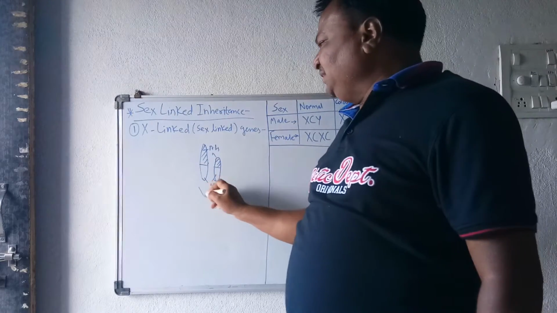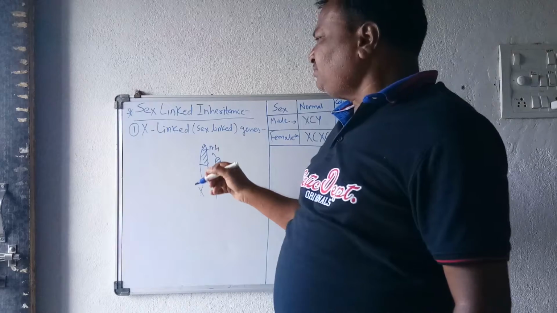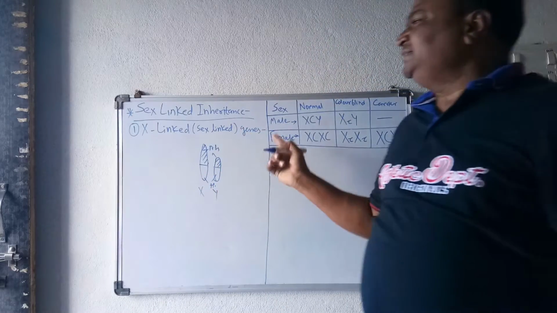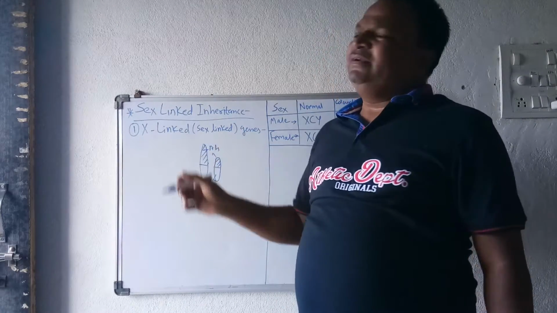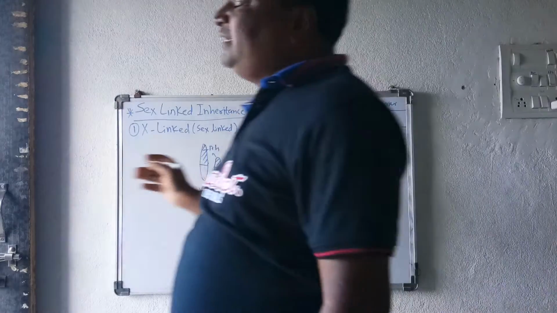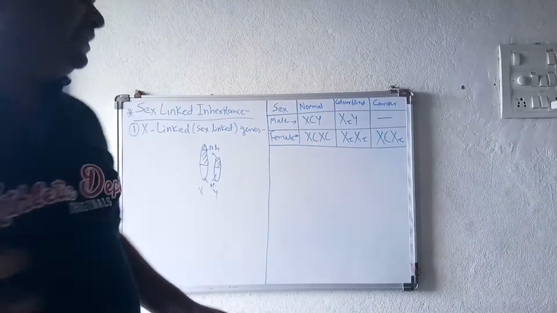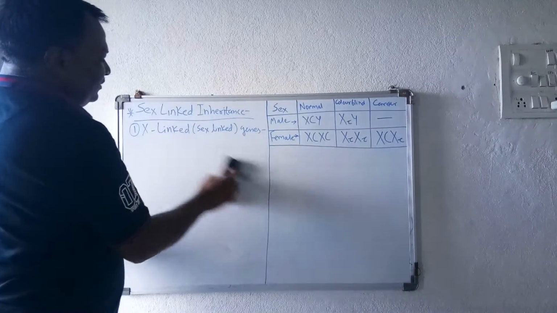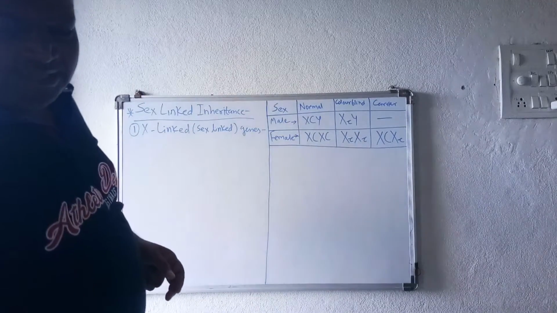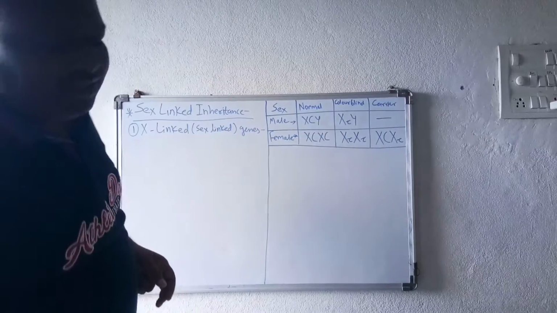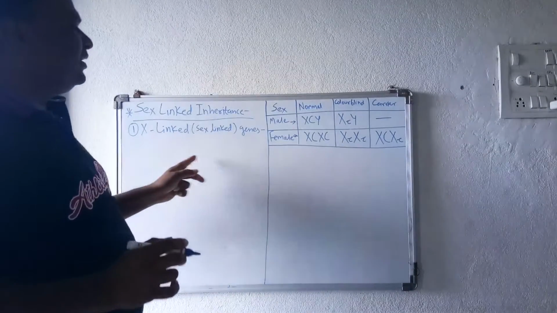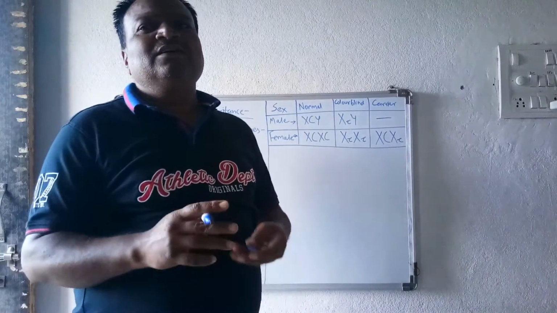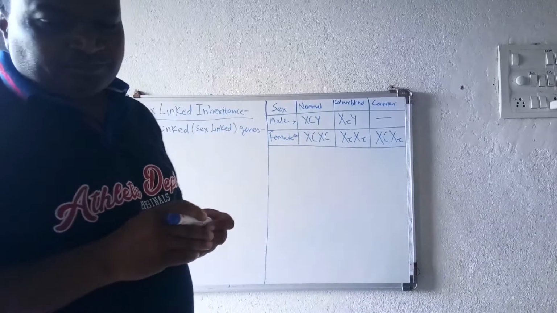So here both the X as well as the Y chromosome will show the presence of these sex-linked genes. One by one we will discuss the X-linked genes, also called sex-linked genes, and the Y-linked genes. First of all, we will discuss the X-linked genes. These X-linked genes are located on the non-homologous region of the X chromosome.